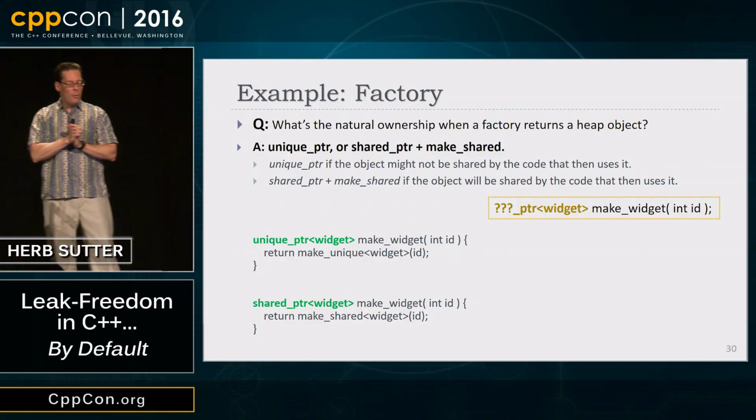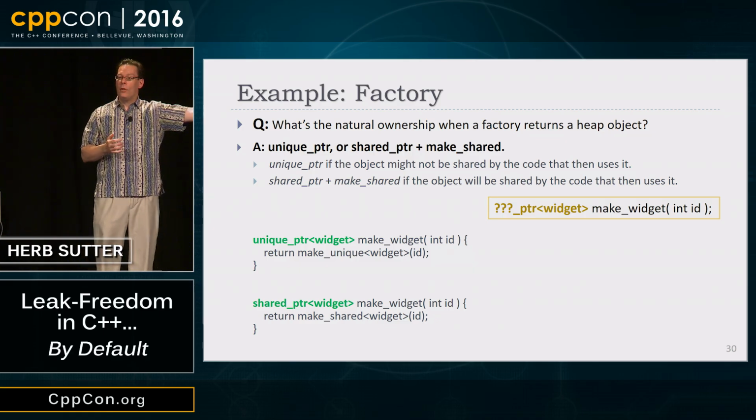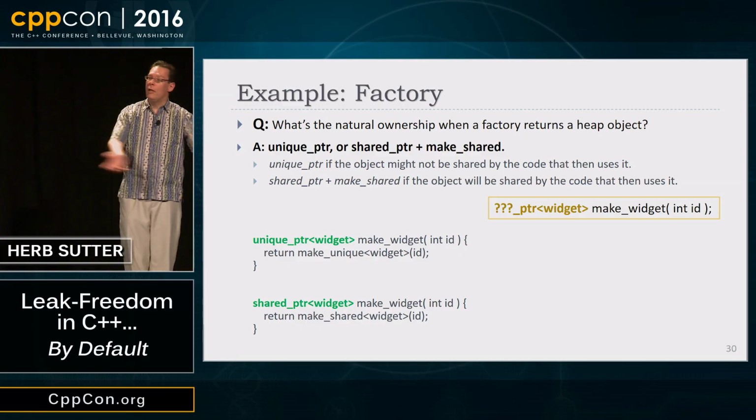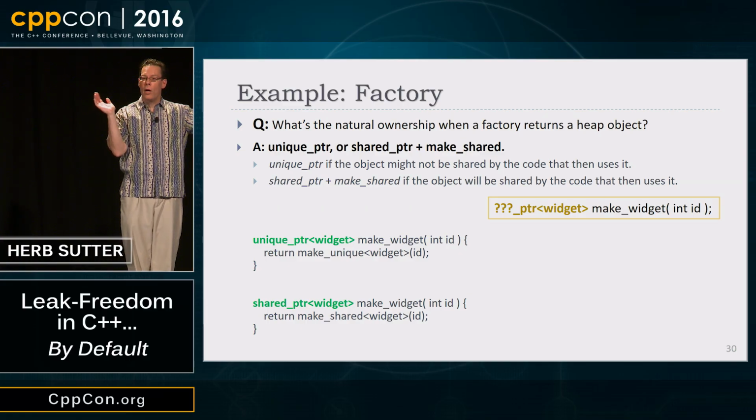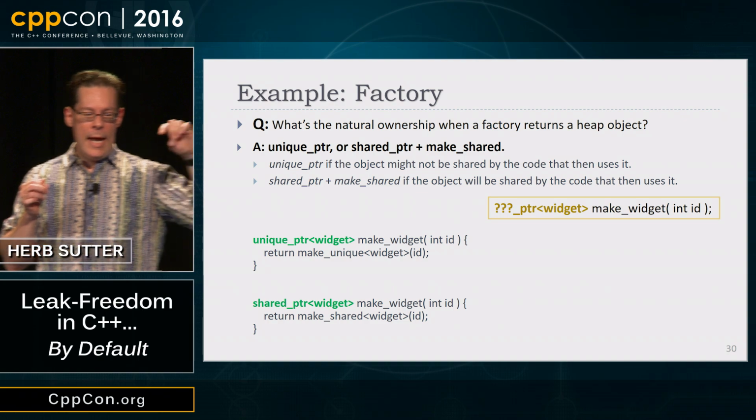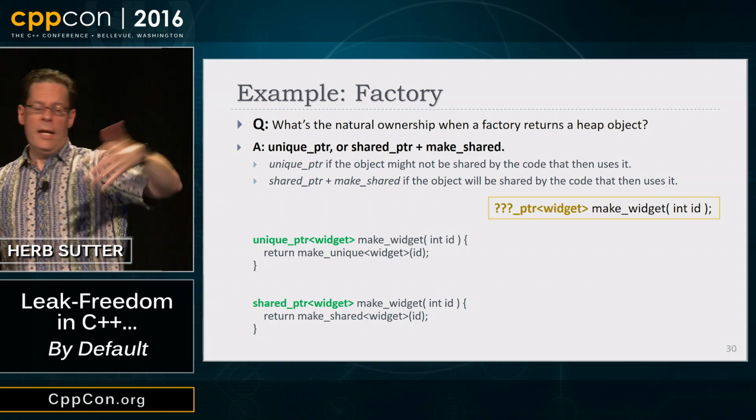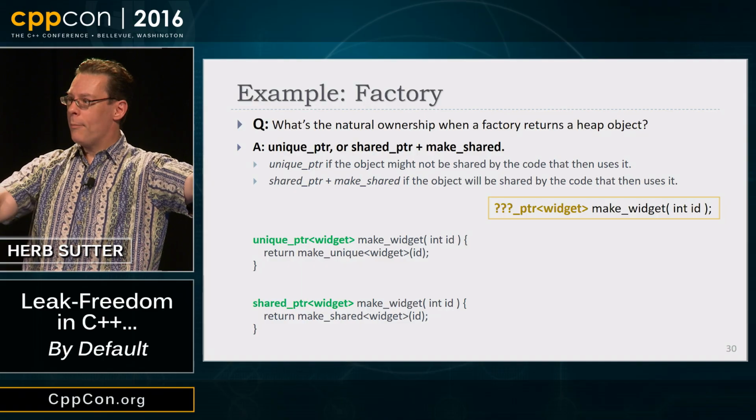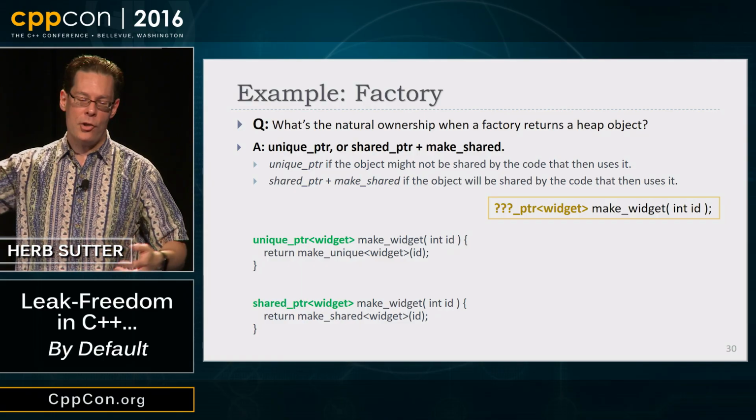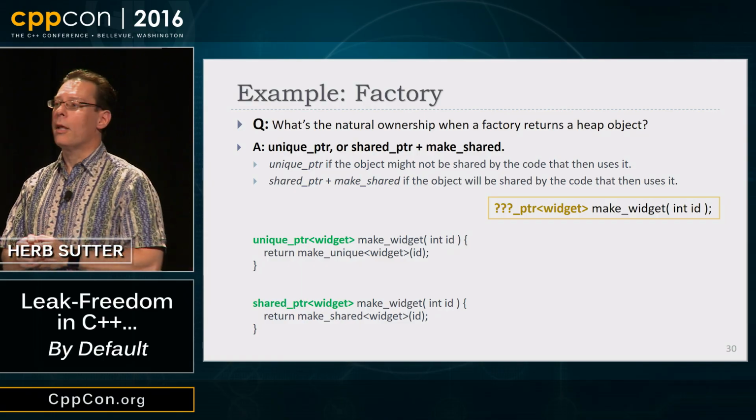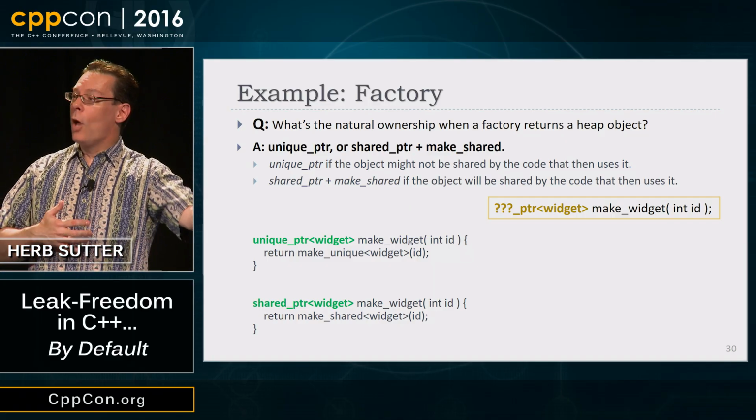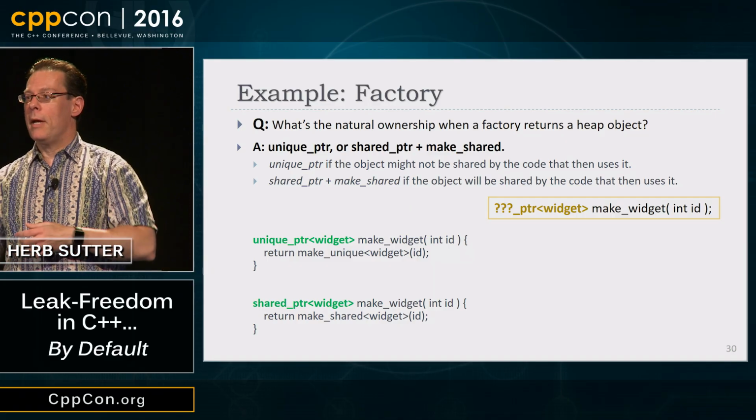So a unique pointer, if you know that it's going to be owned uniquely or maybe shared, you don't know, so you hand it out as unique, and if the caller decides to share it, he can convert the unique pointer to a shared pointer, no problem. There's a conversion for that. But if you know the object's going to be shared, just hand out a shared pointer to begin with, because then you can use make shared, which is optimized and saves you an allocation inside your factory body. So unique pointer, if it might not be shared, otherwise shared pointer and make shared.